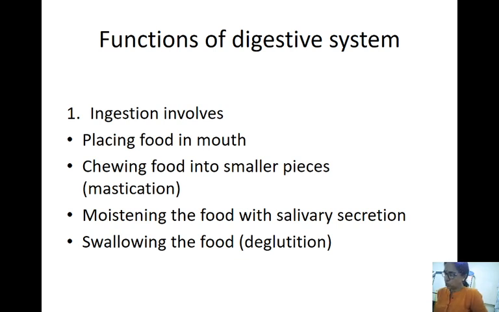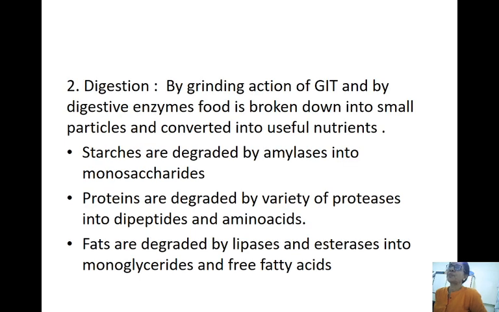Okay, now we have finished with the first function, that is ingestion. Then the next function is the digestion. In digestion, by grinding action of the GIT and by digestive enzymes, food is broken down into smaller particles, and those smaller particles are useful to our body to sustain our life. So how are the starches broken down? Starches are degraded by amylases into monosaccharides.